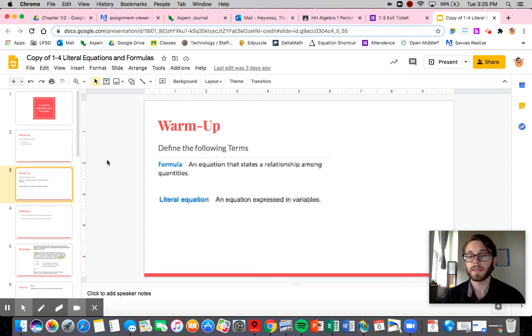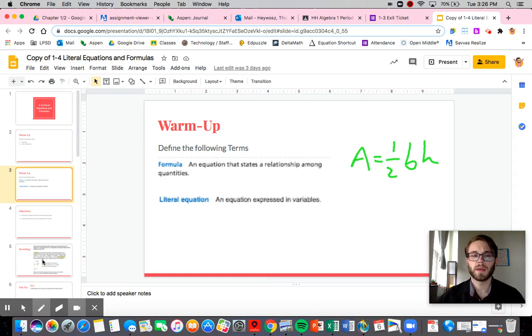So, now that you've defined literal equation and formula, let's compare it to what a formula is and what a literal equation is based on the glossary from our book. So, a formula is an equation that states the relationship among quantities. So, you've definitely seen formulas before. Some of the common ones would be area formulas, like the area of a triangle is 1/2 base times height, or the volume of a sphere, or any sort of interest formula, things like that.